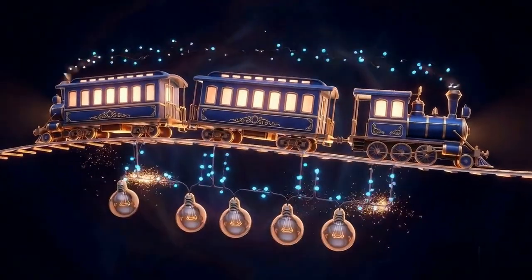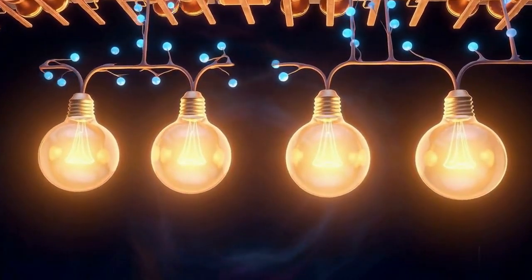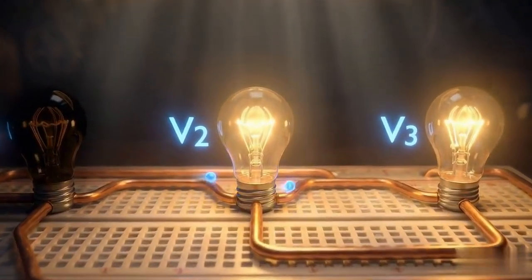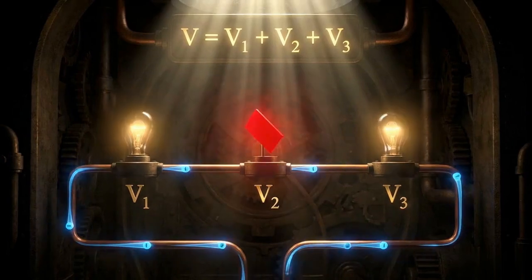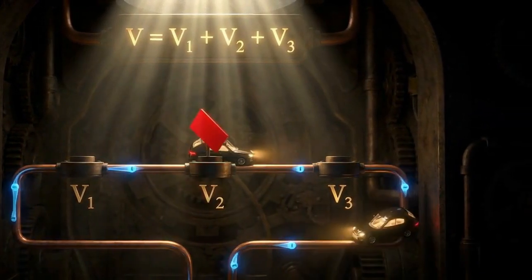Now let's move to the parallel circuit, where all components are connected in separate branches. The advantage of a parallel circuit is, if one bulb fails, the others still keep glowing. That's why homes use parallel circuits. Think of it like three separate roads. If one is closed, traffic still moves through the other routes.